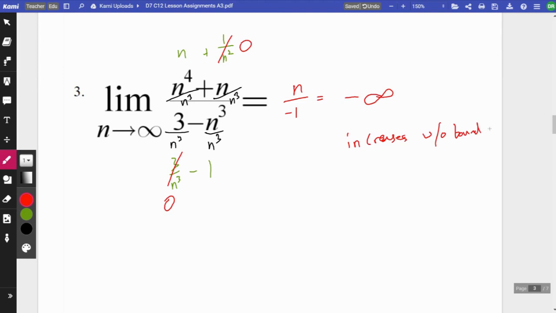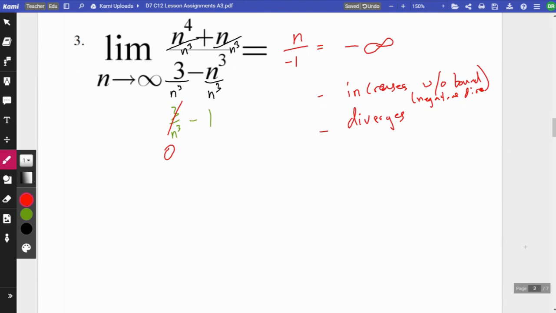Without bound. You could say it diverges. It doesn't converge to a number. It just continues on. It increases without bound in the negative direction, you should maybe say. But ultimately, the important thing to know is the process of how to get an answer here. And it just keeps on getting larger, so it's negative infinity. But in terms of practicality, what that means is it increases without bound. So there's no limit.